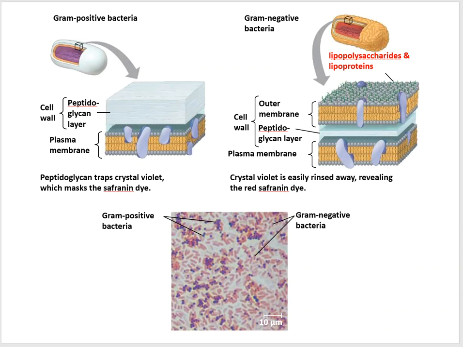It's not written exactly in the right order. Crystal violet is easily rinsed away, revealing the red safranin dye. It's actually more a matter of you go back later on and dye them after you've rinsed all the dye away. So, either way, it's the cell wall that allows you to have the difference, and the difference is that peptidoglycan layer. Now, we don't have a peptidoglycan layer, neither do archaeans. We don't have that layer on the outside. None of us eukaryotes have that.